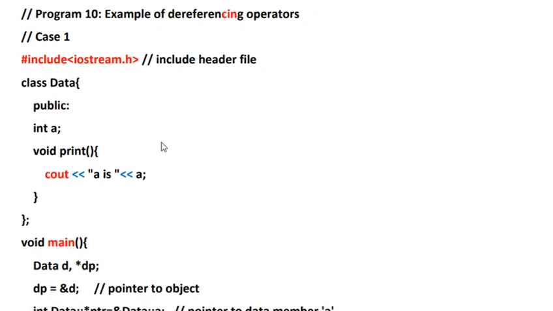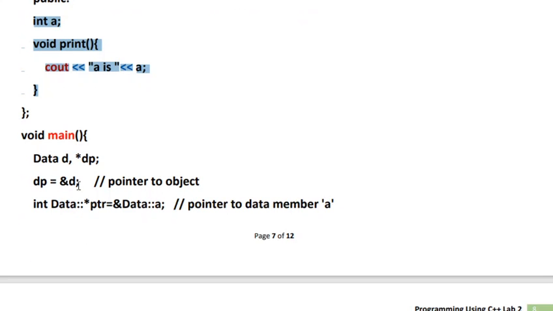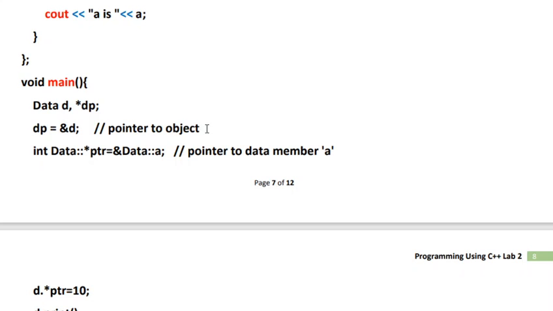Now the next program is an example of the referencing operator. Just see here, I have a class data which has a public member A and a public function print, where you're printing the value of A. Here I have an object d and a pointer dp that is capable of pointing to the object of data. This is the way you assign the address: dp equals ampersand d, so I'm assigning the address of object d to dp. This is the way the address of the object has to be assigned to the pointer.